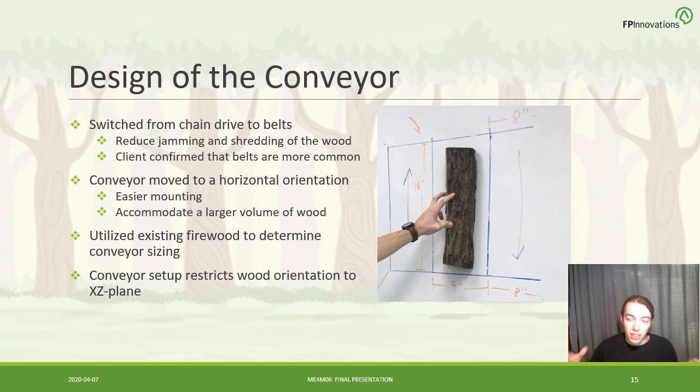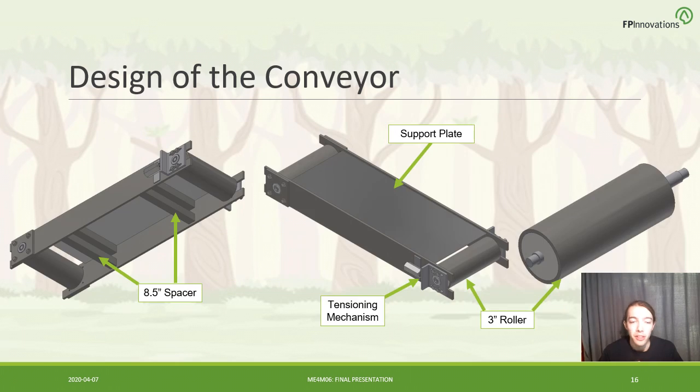Additionally, in order to figure out the sizing of the conveyor, we decided to make a 1-for-1 scale model on a whiteboard, and we used actual firewood, held it up to try to figure out what the ideal lengths were. We ended up deciding on 8-inch wide conveyors with a 9-inch gap in the center. So the two alternating conveyors will drop a piece of wood down the center, and that will restrict the wood to the XZ plane. Here you can see a CAD model render of the conveyor that our team designed.